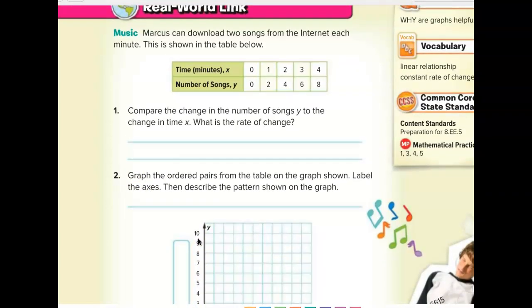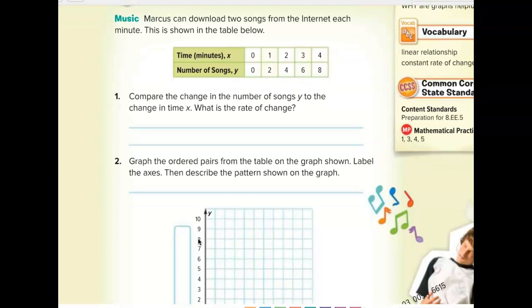Marcus can download 2 songs from me each minute. This is shown on the table below. Okay, so time is represented in minutes, and it's our X value, and then the number of songs is our Y value, and that's that second row. So we need to compare the change in the number of songs Y to the change in time X. What is the rate of change?